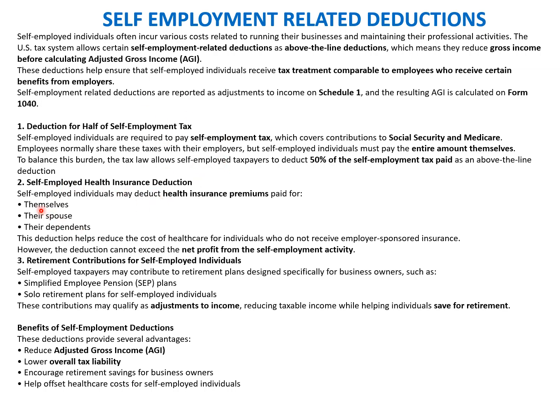Self-employment health insurance deduction: a self-employed individual can deduct the health insurance premiums paid for themselves, their spouse, and their dependents. This deduction helps reduce the cost of healthcare for individuals who do not receive employer-sponsored insurance. Then there is the retirement contribution for self-employed individuals. Self-employed taxpayers may contribute to retirement plans for owners, such as the Simplified Employee Pension and the Solo 401(k). The benefit of these deductions is that they reduce AGI, lower the tax liability, encourage retirement saving for business owners, and help offset healthcare costs for the self-employed. So we'll move to the next slide.